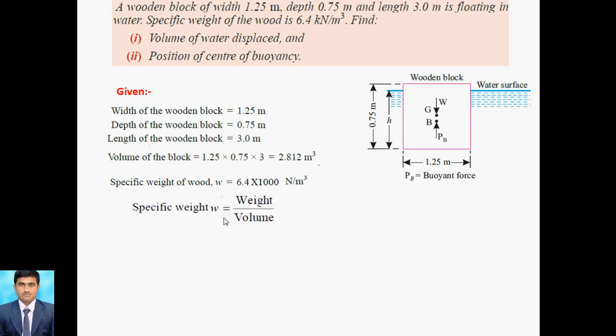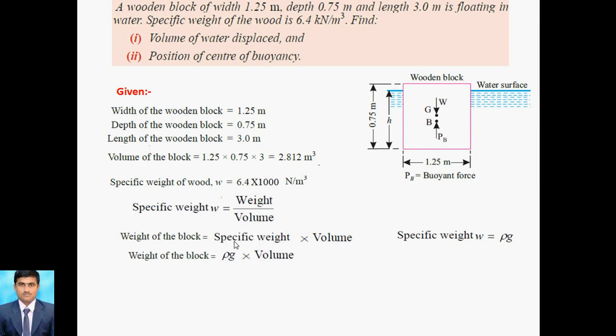As we know, one formula for specific weight is weight upon volume, correct? So if you require the weight, the weight of the block is equal to specific weight into volume. But another formula for specific weight is W is equal to rho into G, right? So here I can place the rho into G, this is the specific weight. So the equation becomes rho into G into volume, right?